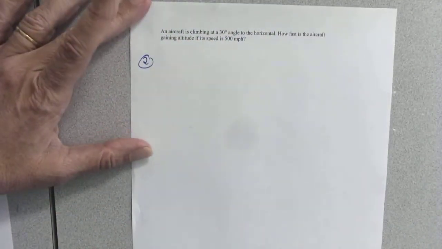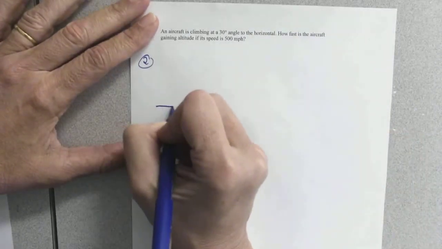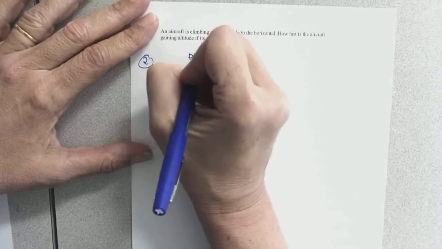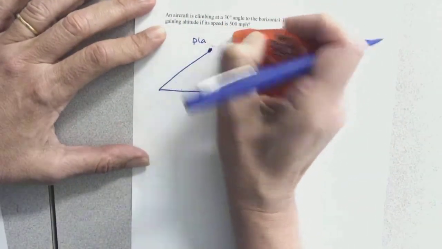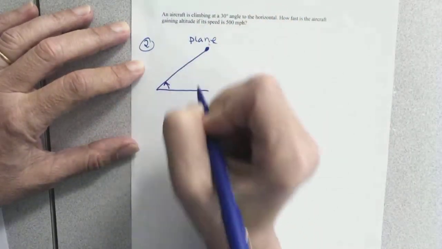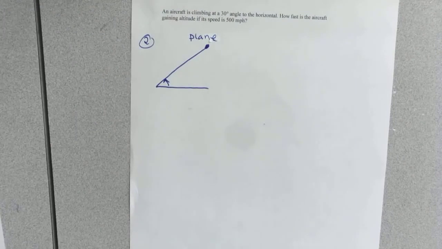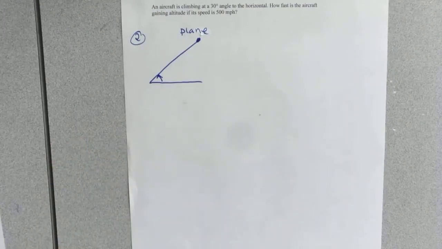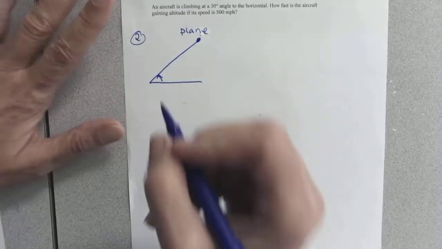Now I'm going to draw a picture. An aircraft is climbing at a 30-degree angle. And so here's my airplane right there. We'll just call it a plane. Could be some other aircraft, but we'll call it a plane. And it is climbing at a 30-degree angle. And we are told absolutely that that is 30 degrees. That is unchanging. That can go in the picture.